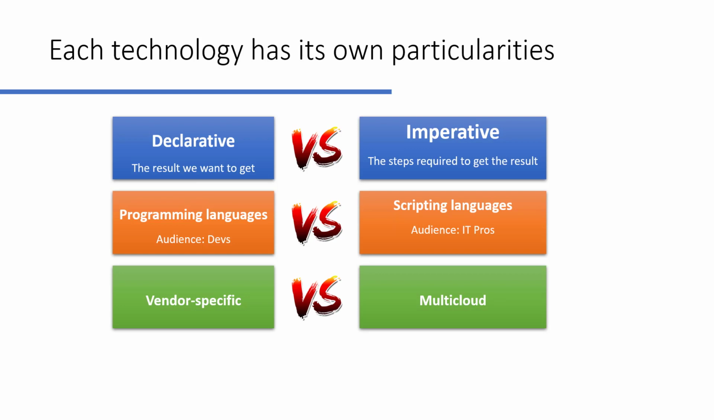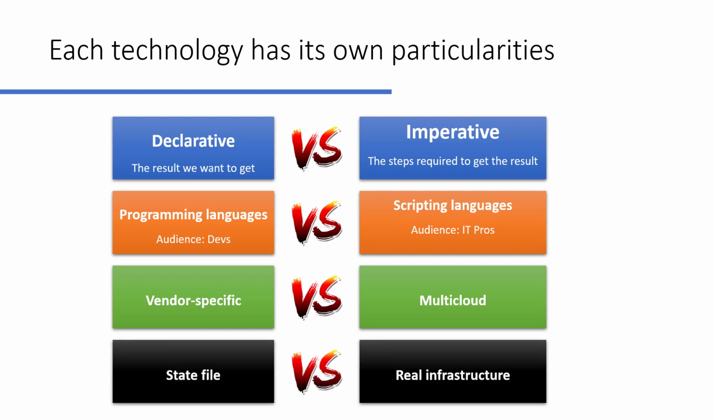Some technologies are vendor specific. For example, Bicep, ARM templates, and CloudFormation are vendor specific. And some are multi-cloud. For example, Terraform and Pulumi are multi-cloud. What does it mean? It means that we can use those technologies in order to script infrastructure targeting multiple clouds.